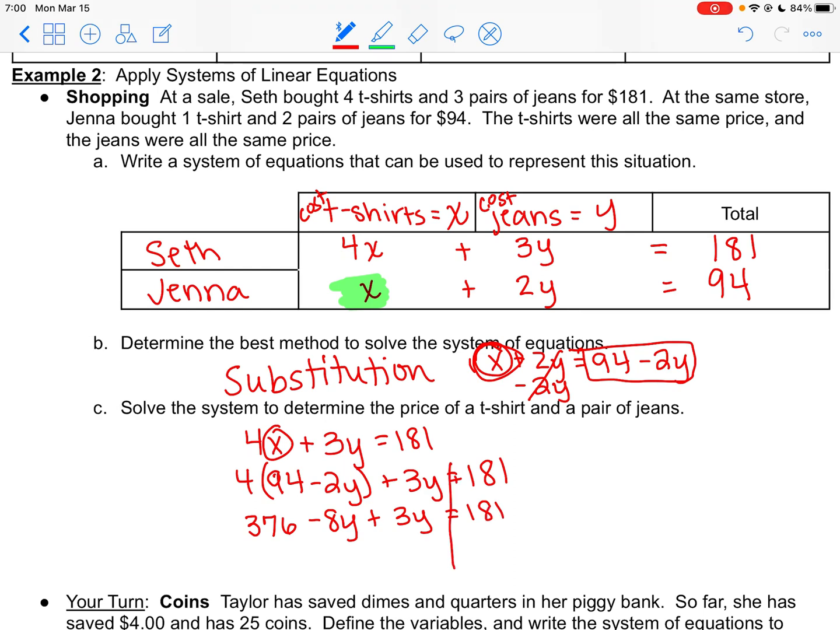The next step is to look for like terms. So I have negative 8y plus 3y. Whenever I combine those, I'll have negative 5y. So the next equation is 376 minus 5y equals 181. The next thing I need to do is to subtract 376 from both sides.